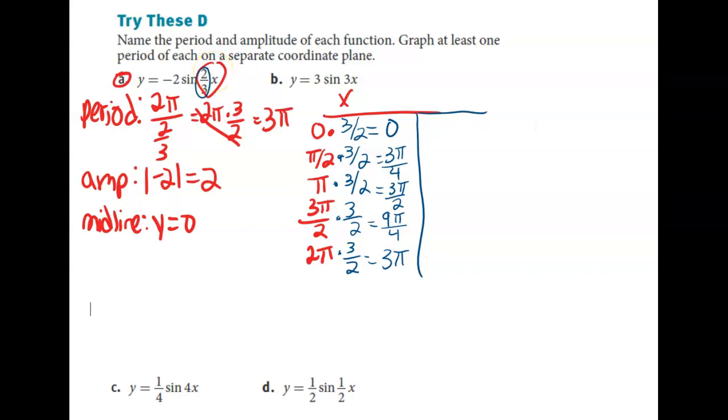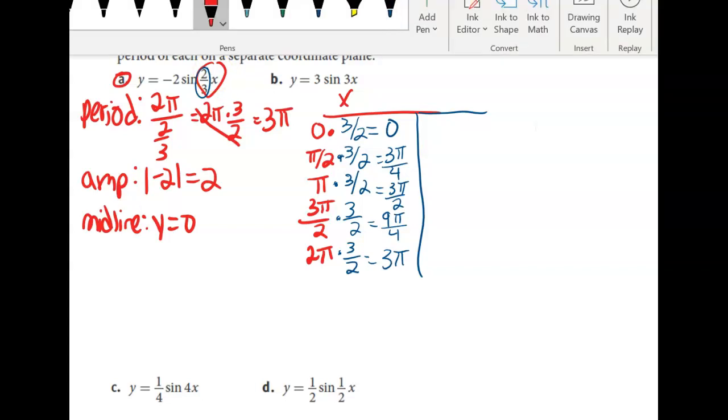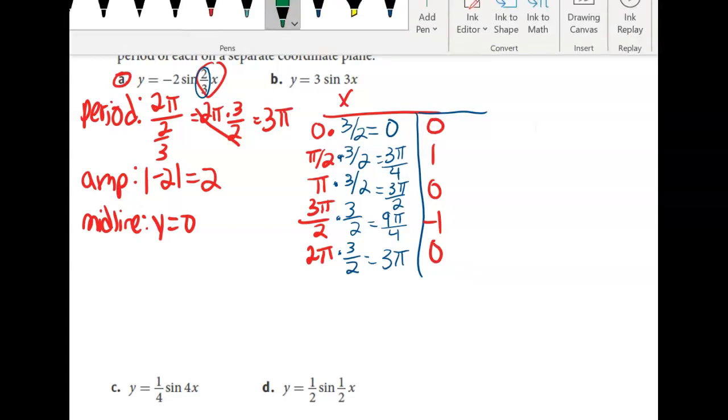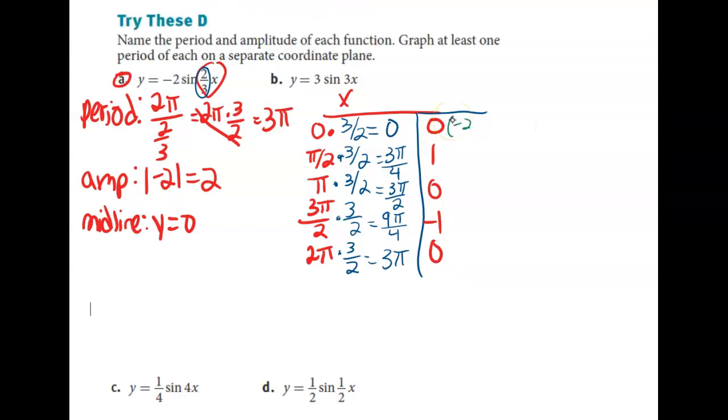And then our y's are starting off at that 0, 1, 0, -1, 0. And they're going to be affected by the -2, the amplitude. So we're going to multiply all those y's by -2. You get 0, -2, 0, +2, 0. So now we're going to go ahead and graph that.